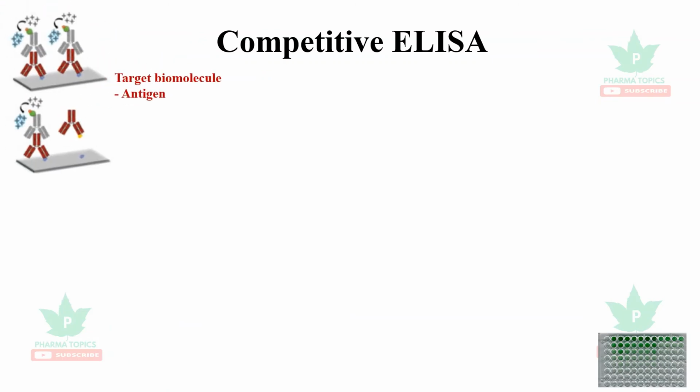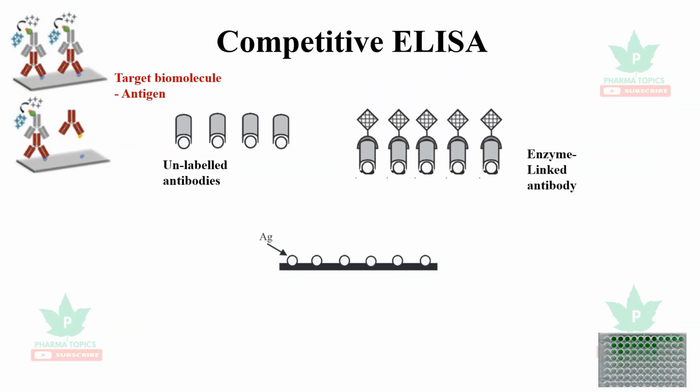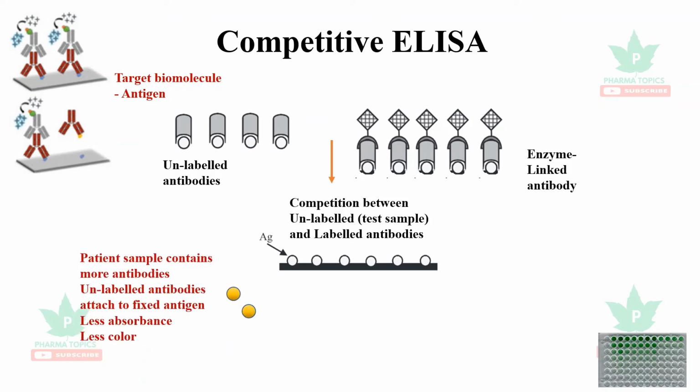Let us see the competitive ELISA. It could be used for the detection of antigens. Here there will be the well plate. There will be a competition between the unlabeled antigen, that is the test sample, and the labeled antibodies. That is, the labeled means it will be attached with an enzyme, that is enzyme linked antibody. When the patient sample contains more antibodies, the unlabeled antibodies attach to the fixed antigen more. So there will be less absorbance and there will be less color in the detection.